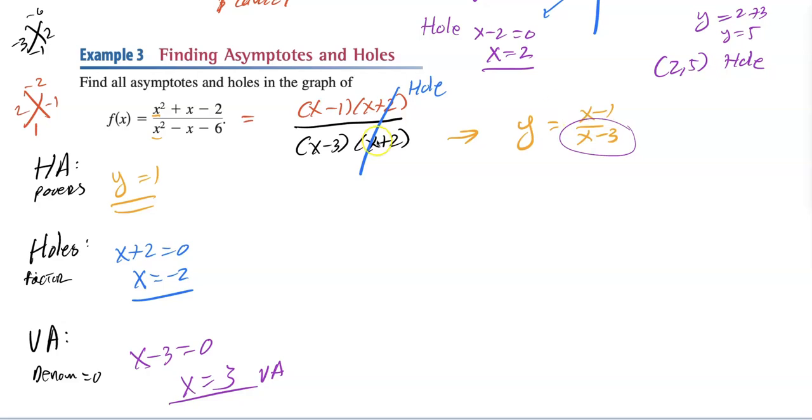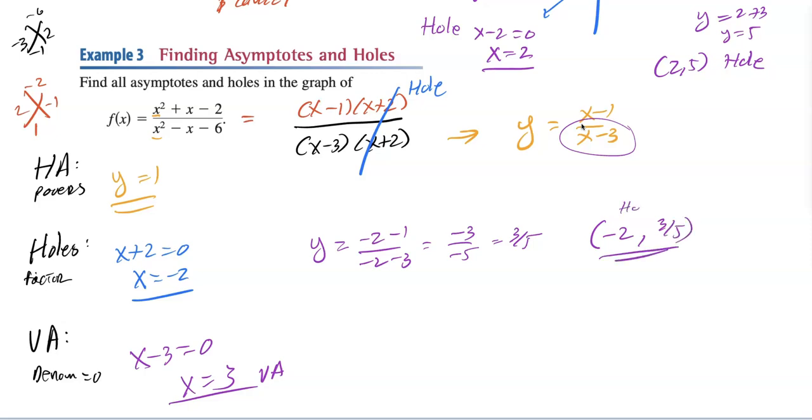And if I want the complete point for the hole, I could plug it into this guy. So it would be y equals negative 2 minus 1 over negative 2 minus 3. You get negative 3 over negative 5, which is 3/5. So if you actually want the point of the hole, it's going to be negative 2 and 3/5. That's where the hole is at. So that's horizontal, that's the hole, and that's the vertical.